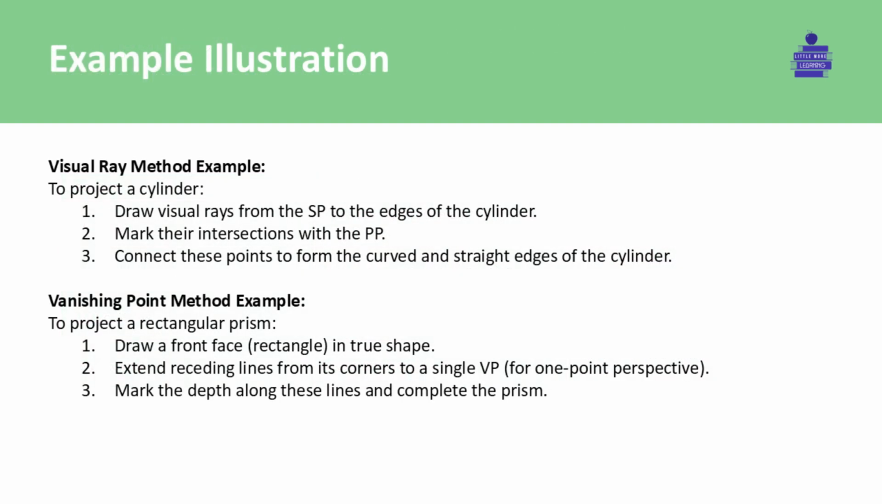Example illustration. Projecting a cylinder using the visual ray method involves drawing visual rays from the station point to key points on the cylinder, creating ellipses and lines forming the cylinder in perspective. Contrasting this with the vanishing point method, a rectangular prism's front face is drawn as a rectangle, with lines extending towards a vanishing point creating the illusion of depth.